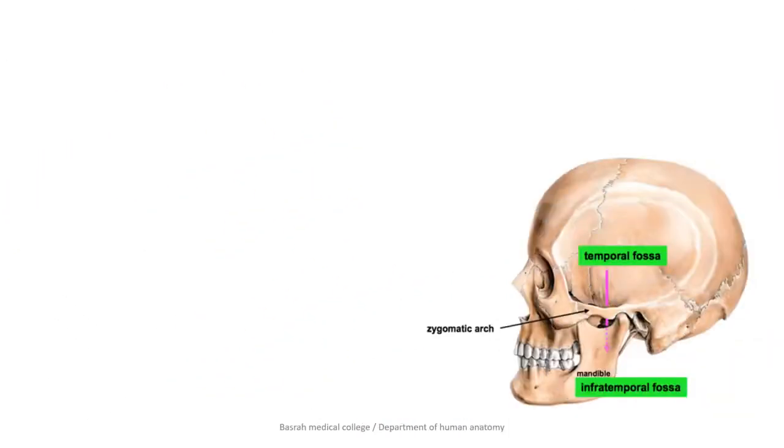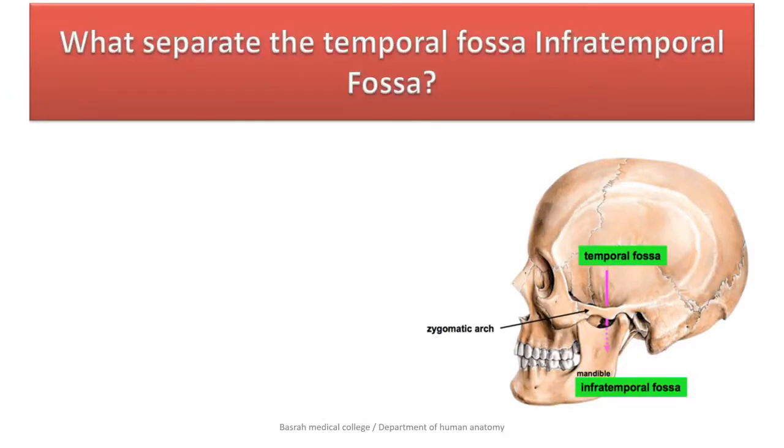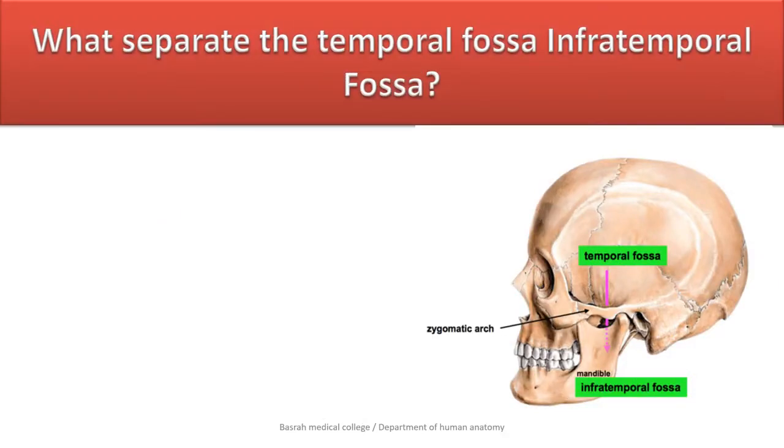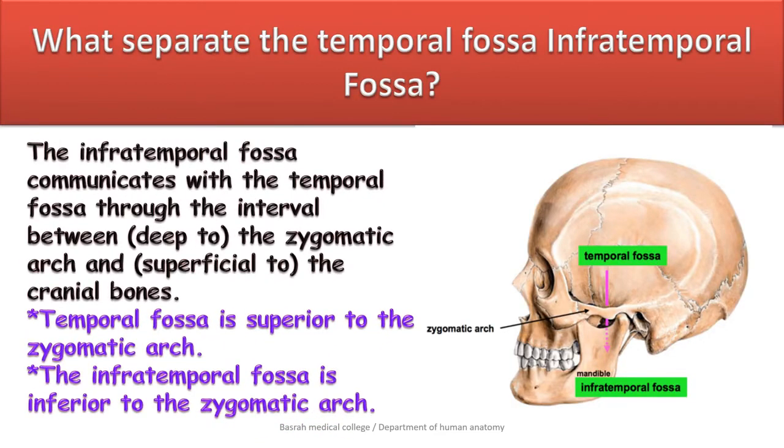This is our last slide. The question says: what separates the temporal fossa from the infratemporal fossa? The temporal fossa communicates with the infratemporal fossa through the interval between the zygomatic arch and the cranial bones. The temporal fossa is superior to the zygomatic arch and the infratemporal fossa is inferior to the zygomatic arch.